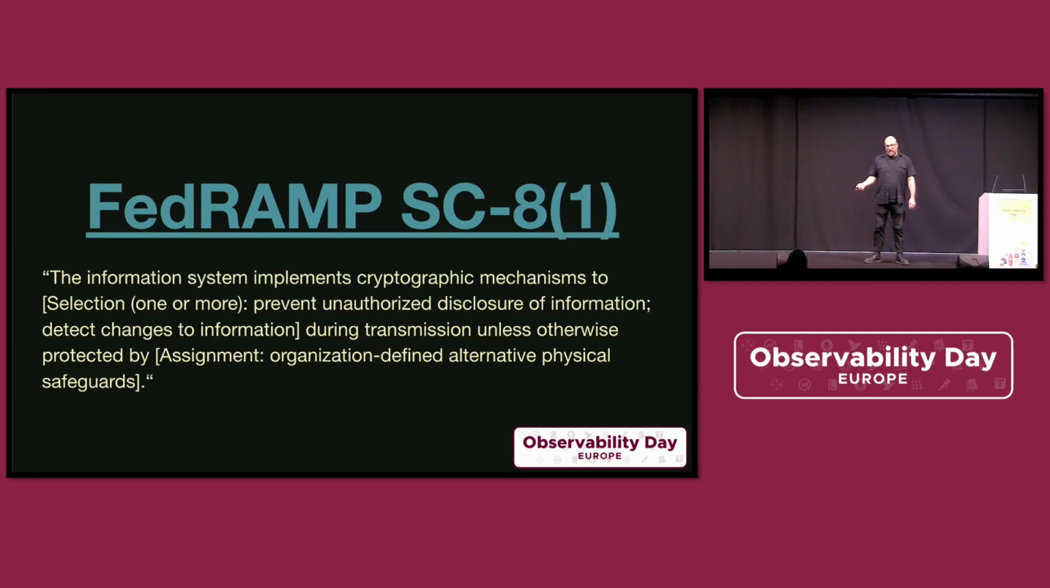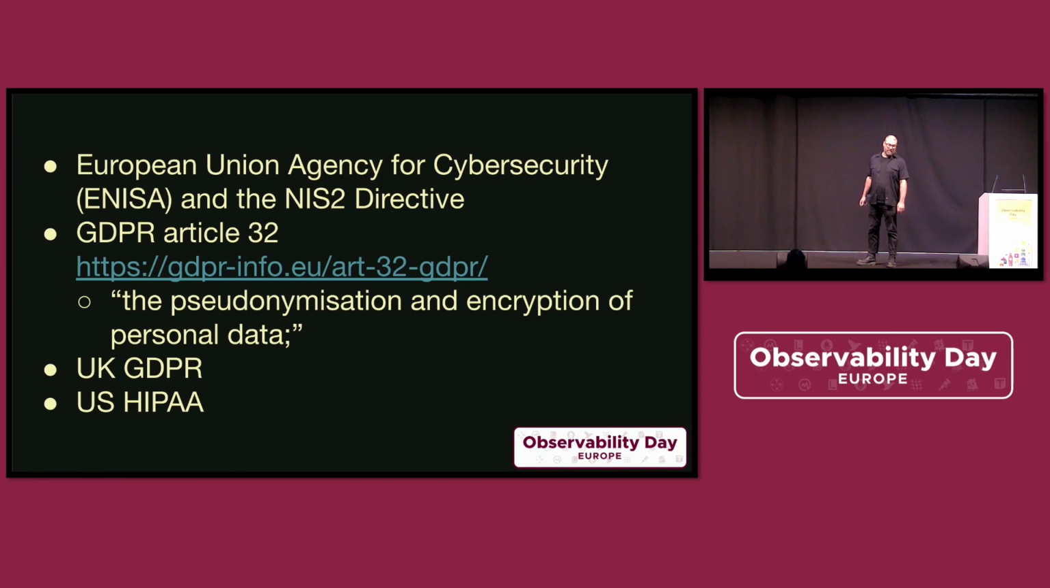Also, if you're in the US, which I think some of you are, if you're working with government contracts or in GovCloud, it states here, the information system implements cryptographic mechanisms to secure information during transmission. So you need to have encryption on the wire. That's part of FedRAMP SC-8. And then some of you are also from the EU, so this ENISA and the NIS2 directive might be relevant to you. Those cover encryption in transit. GDPR, again, for people in the EU. And for people here in the UK, it might be the UK GDPR. And then the US HIPAA also has provisions that cover encrypting telemetry when it's in transit.